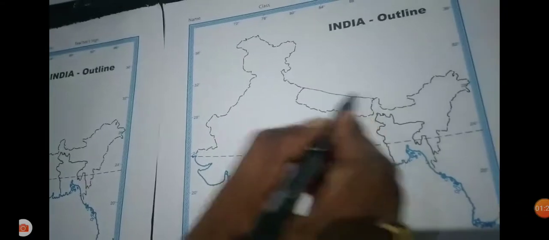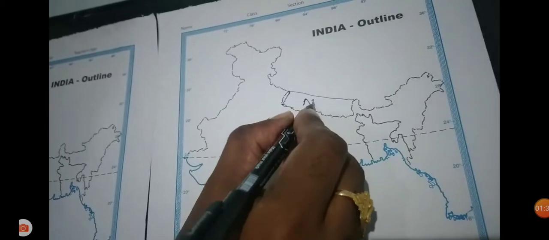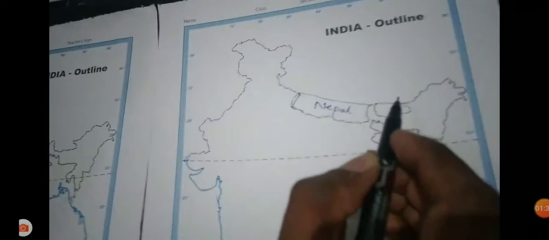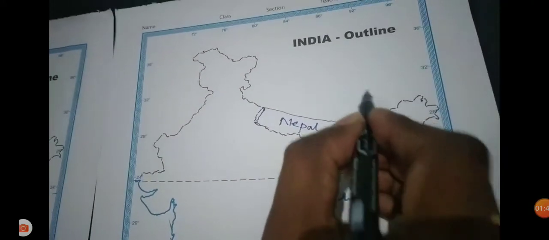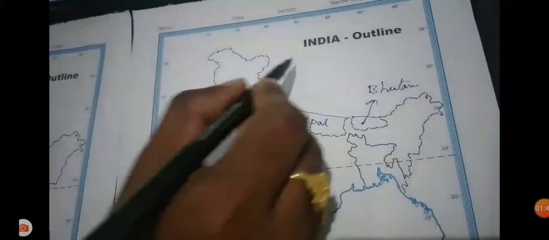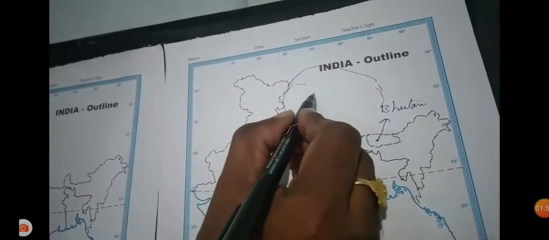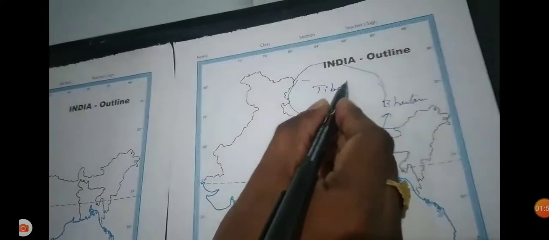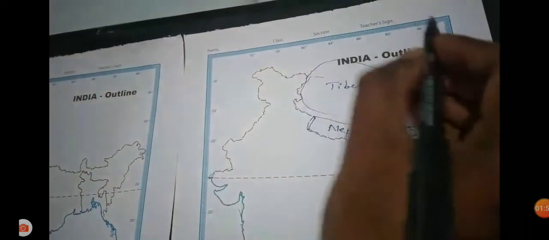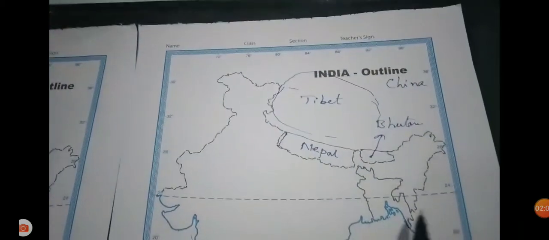The northern boundary of this country is sharing with India. After that, the country Nepal, later Bhutan, one of the countries located here. This entire part is Tibet. The entire part comes under the Roof of the World, Tibet, the Tibetan plateau, one of the largest plateaus in the world. Later, China is the northern country.